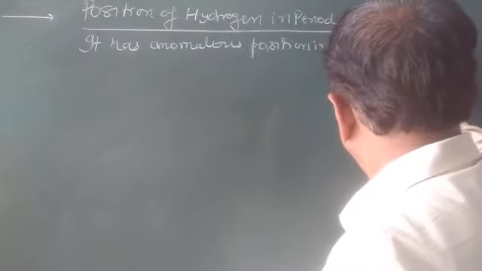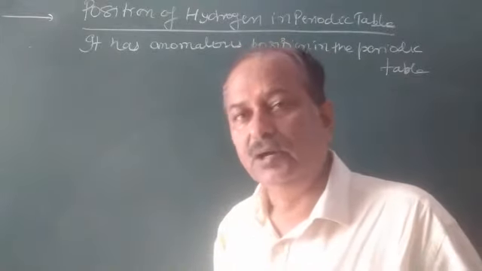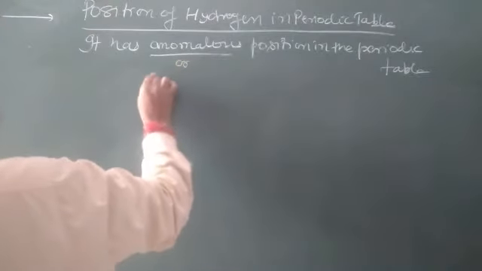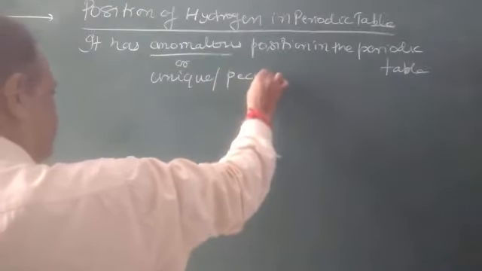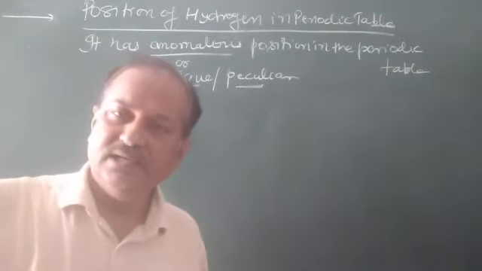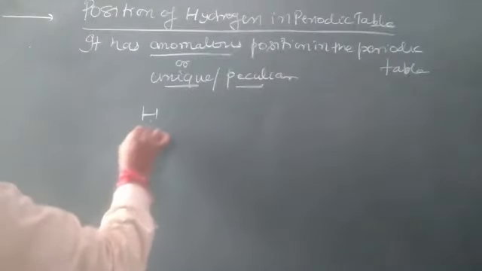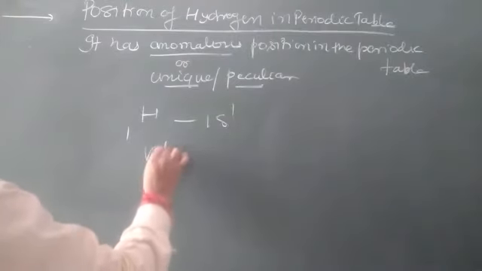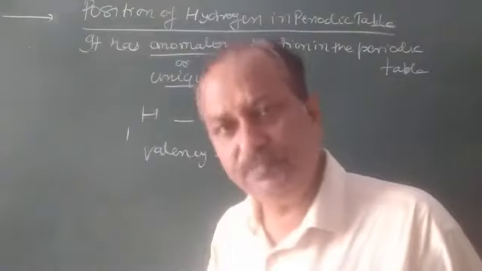So we say anomalous, but what is the meaning of anomalous? Anomalous means something which is peculiar or unique. So what is the unique thing? What is the peculiarity or the speciality? For this we have to go through the electronic configuration. Hydrogen has atomic number 1, configuration 1s1. So its valency is +1, its oxidation number is +1.